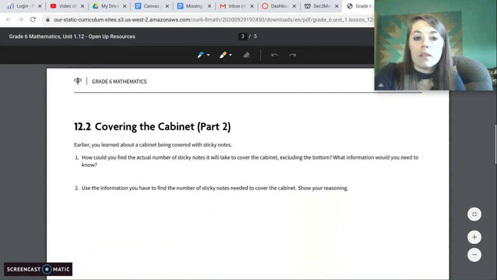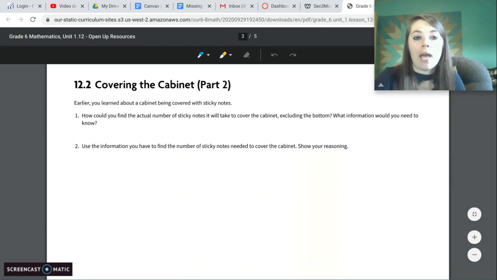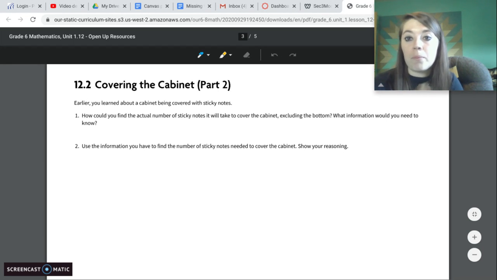Now, this covering the cabinet part 2 is what we're looking at. So earlier we learned about a cabinet being covered with sticky notes. So we saw the pictures from the start of that. So for number 1, how could you find the actual number of sticky notes it will take to cover the cabinet, excluding the bottom? So obviously it's sitting on the bottom. We're not going to cover that because that involves having to pick the whole thing up and put sticky notes. We don't want to do that. So we're just covering all the other sides of this.